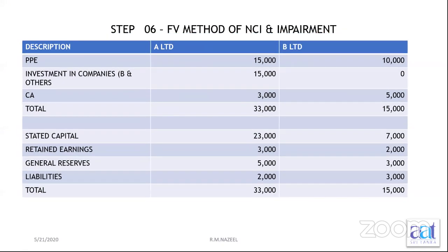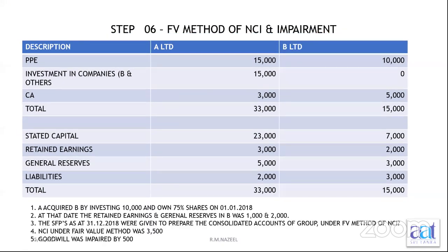Same thing, same question. I have done a small variation, right? What I did was, see adjustment number 3, the amounts are given, but the NCI to be measured at the fair value. NCI to be measured at what value? The fair value. And the fair value of NCI is 3,500, right? Same previous question. You know the goodwill and all upfront, so you can see my slide, you can derive it, right? 3,500. But the impairment of goodwill is 500.